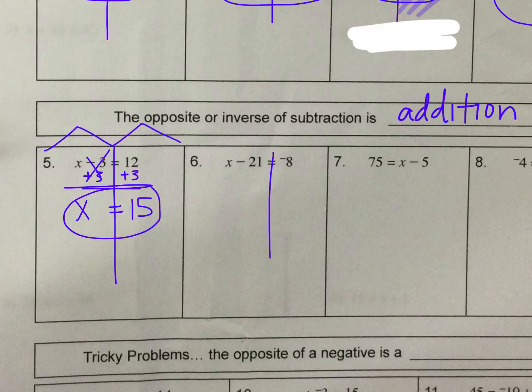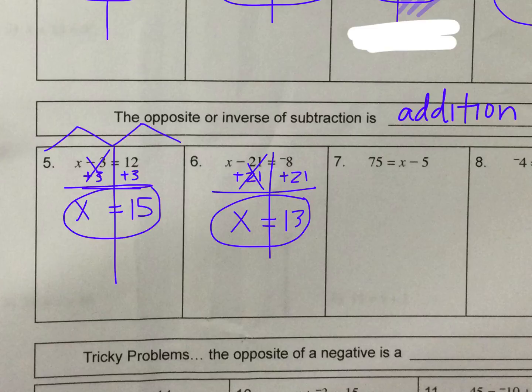Draw your line on number 6. The minus 21 is in the x's house and he needs to leave. The opposite of minus 21 is plus 21. Well, negative 21 plus 21 cancels out. I'm left with an x on this side. Negative 8 plus 21 is a 13.